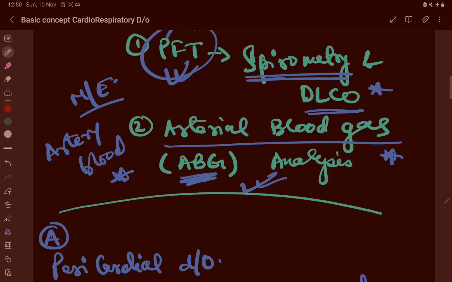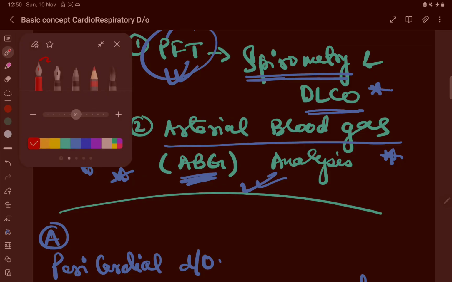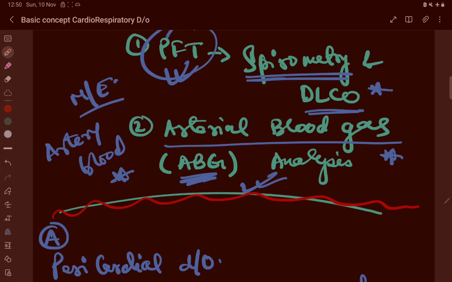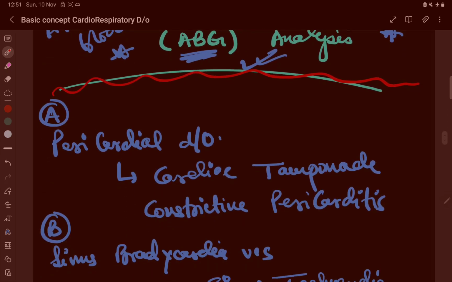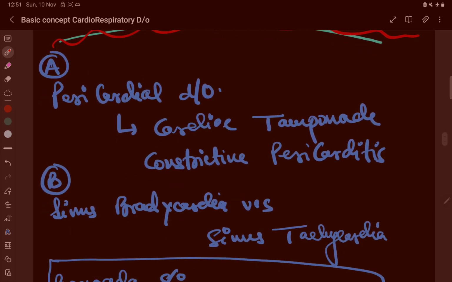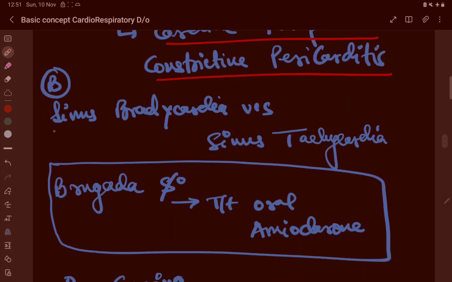So apart from studying in the 20 minutes I've taken, there are specific disorders which we have to understand, and in very short, in 5 to 10 minutes, I'm going to discuss and summarize very important MCQs which may come. In pericardial disorders, there is cardiac tamponade and constrictive pericarditis. Sinus bradycardia and sinus tachycardia we will discuss when we discuss arrhythmia.